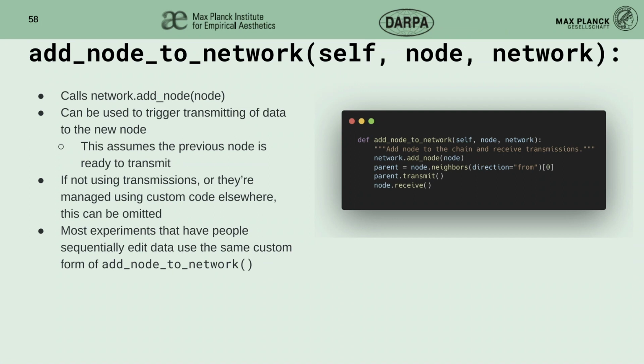So that says, assuming there's only one person connected to this node, tell that parent to send its data on and the node to receive it. We've talked about transmissions as a way of moving info from the output of one user to the input of the next. This is how you do it. You have to call transmit on the one that it's an output of and receive on the one that it's an input of.